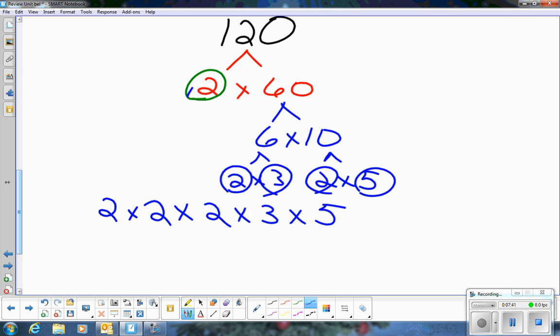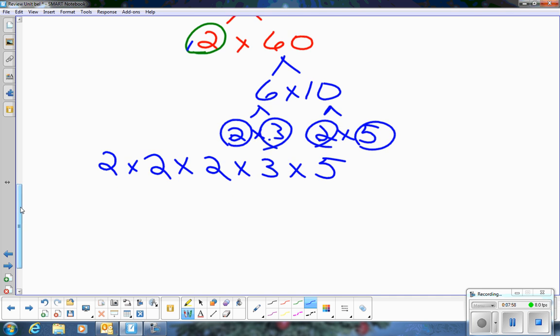No. 2 times 2 times 2. 3, 5. 3 2s, 1 3, 1 5. Yeah, you should. No matter how you do it, you should all get the same. Now you combine. Remember when I rearranged, I put them in number order, right? Now I'm going to combine what I can combine.